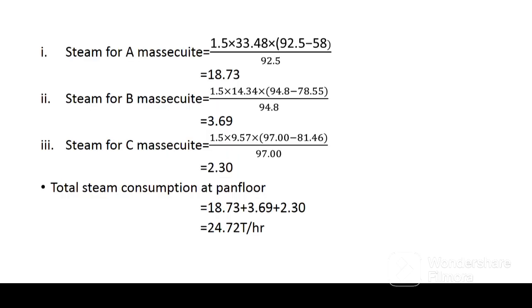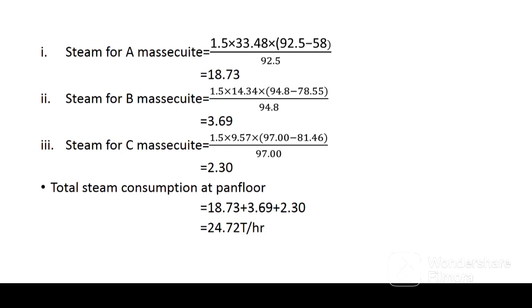Let's calculate the quantity of steam used to heat each massecuite per hour. So for A massecuite it is equal to 1.5, which is the coefficient factor, times 33.48, which is the quantity of A massecuite heated per hour, times bracket 92.5, which is the brix of A massecuite, minus 58, which is the brix of syrup, divided by 92.5. This one gives us 18.73.